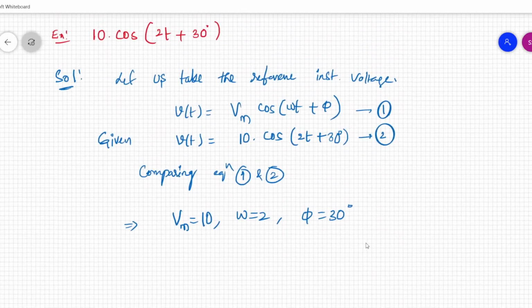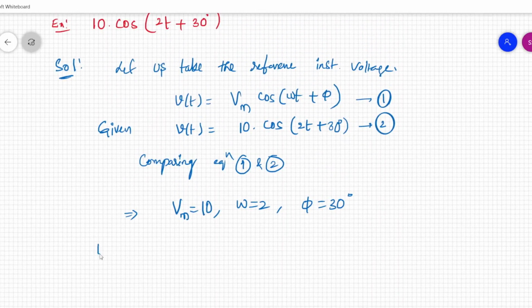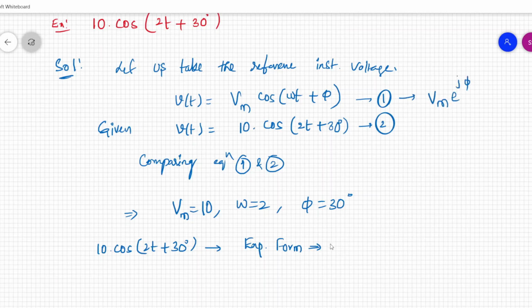Now we are going to write them in different phasor forms. The given was 10 cos(2t plus 30). This can be written in exponential form, that is Vm e power j phi, so that is 10 e power j 30 degrees, where Vm is 10 and phi is 30 degrees. Now let us write the polar form. The polar form will be Vm at an angle of phi, that is 10 at an angle of 30 degrees.